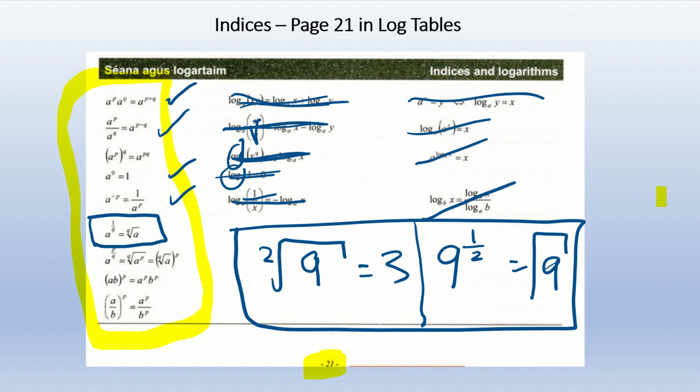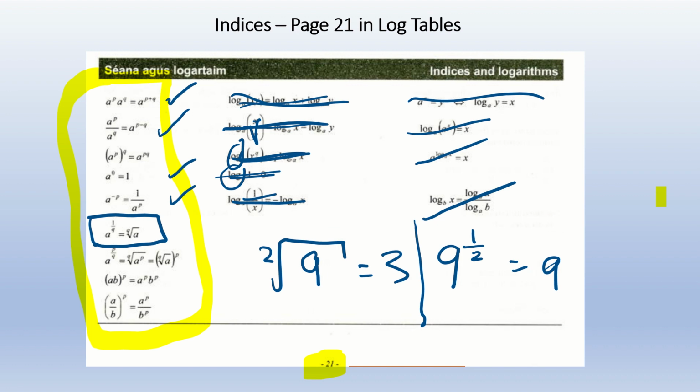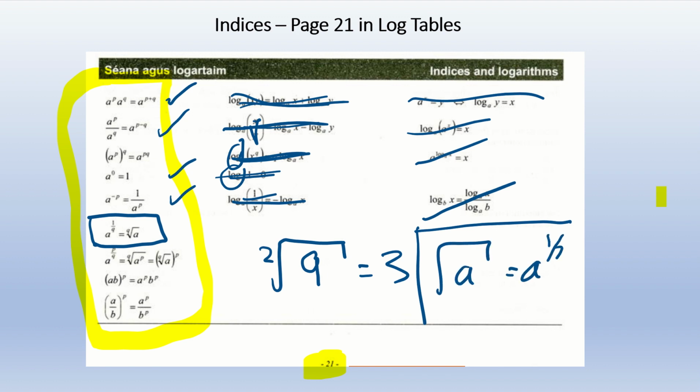And I'm just going to take this part away. That was just an example. Just what you need to know is that if you have the square root of a, that's the same thing as a to the power of a half. So that might get you out of trouble in one of your questions. If you see a square root, it's to the power of a half.